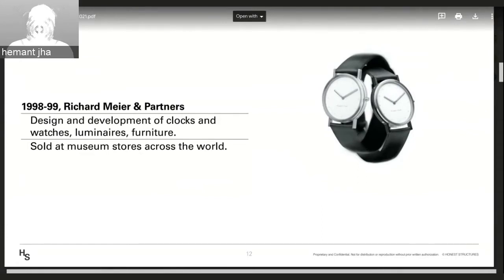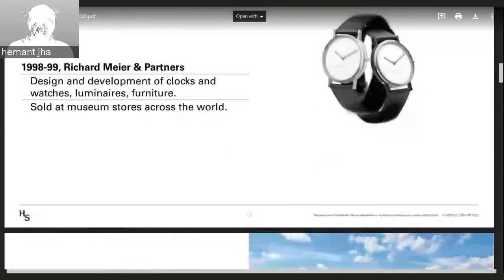stores across the world. And as I was putting this together, I thought it was interesting that Richard's name appears very prominently on the dial. And obviously, as it should. I mean, it was his company, and I simply worked for him, but it was his way of leaving a mark.